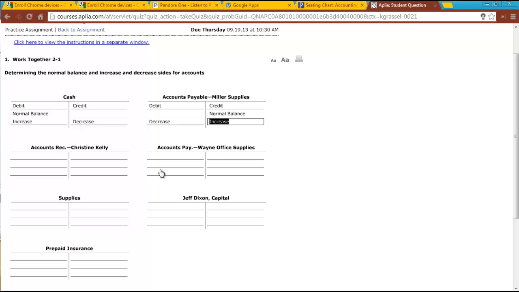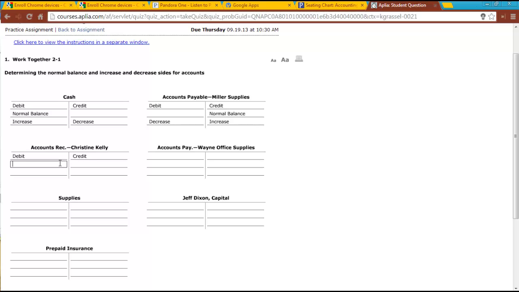Okay, next we're going to do accounts receivable, Christine Kelly. First thing we can do is make sure that we label the debit and the credit. Because debit and credit doesn't matter the account classification. Always the left is debit, always the right is credit. Ricky, accounts receivable, Christine Kelly is what type of a classification? Asset, liability, or owner's equity?